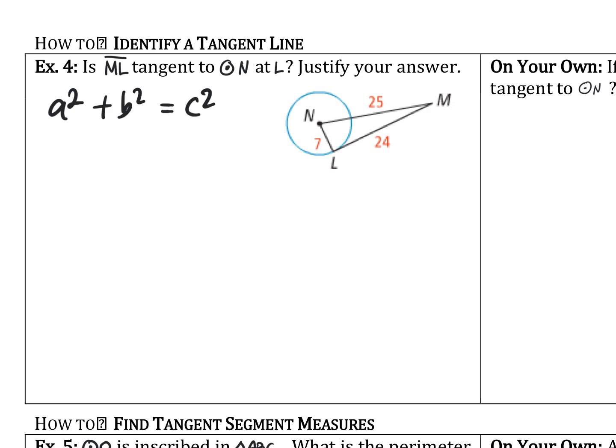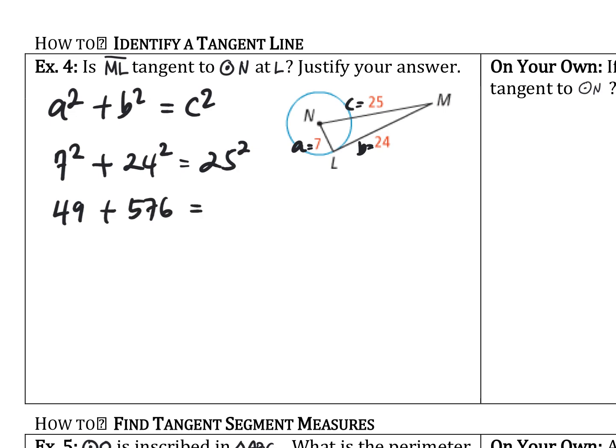So in this case, we're going to label our A. Our A is going to be 7. This is going to be B, and this is going to be our C. Okay, let's put in our values. This is going to be 7 squared plus 24 squared is equal to 25 squared. So 7 squared is 49. 24 squared is going to give you 576. 25 squared is going to give you 625.